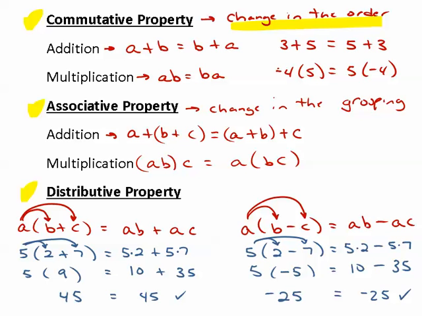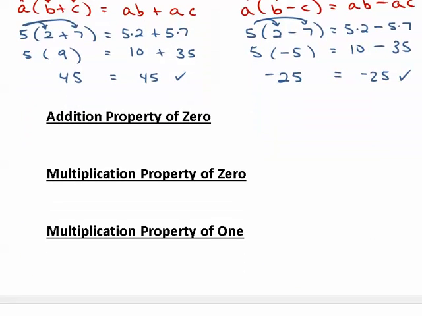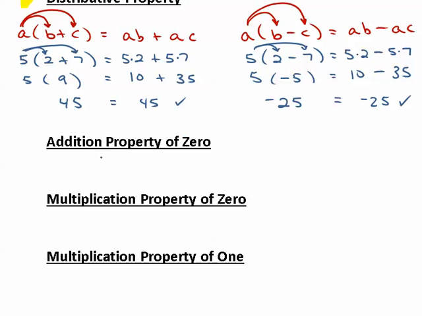All right, some of these next few properties that we're going to be looking at might seem kind of silly, and you may wonder why we even use them, but they're going to come up later on. So let's go ahead and take a look at this one, the addition property of 0.